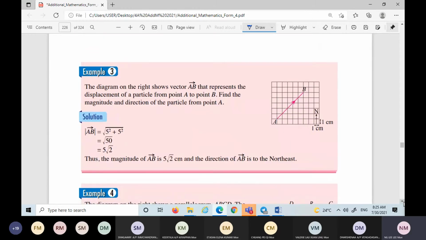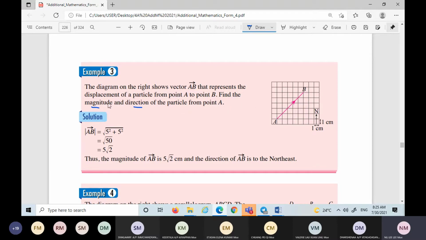Now we look at this. This one you have to find the magnitude and the direction. The diagram on the right shows vector AB that represents the displacement of a particle from point A to B. Find the magnitude and direction of the particle from the point A.